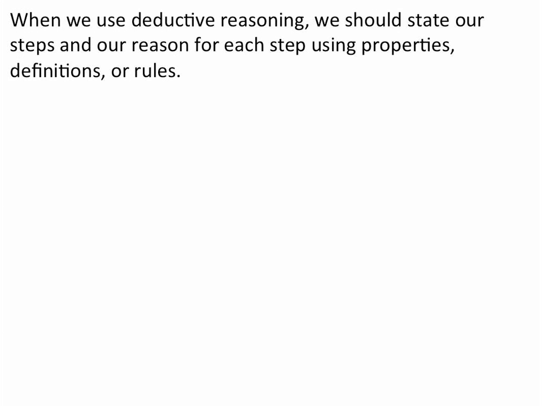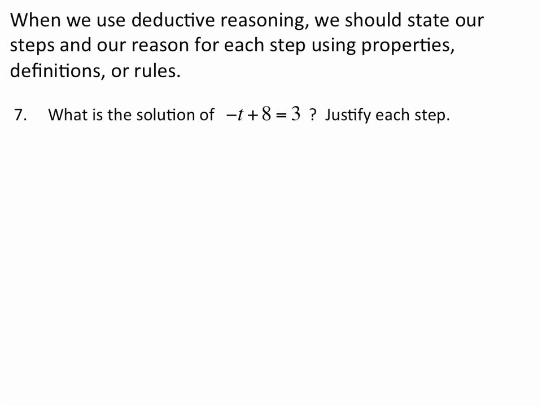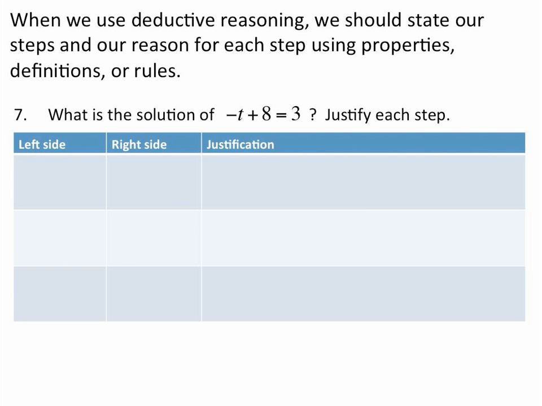All right. When we use deductive reasoning, we should state our steps and our reason for each step using properties, definitions, or rules. So basically, if I was going to solve this equation, somebody should be able to follow along and see my steps. Okay? So it asks me for the solution to negative t plus 8 equals 3, and it wants me to justify each step. So here's the original problem. So I would just say that's the original equation or the given equation.